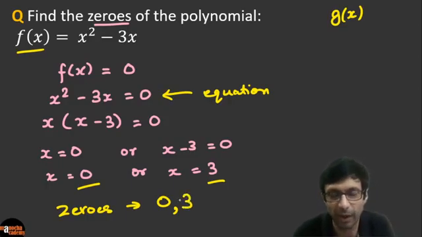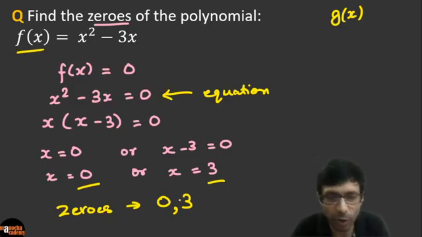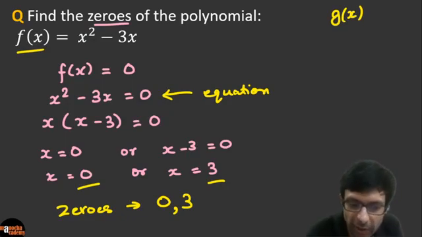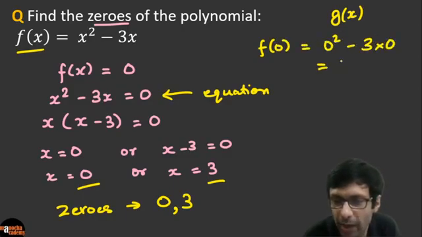Clear? Okay. And you can go and double check it also, right? If you want to check your answer, what do you need to do? A very simple way to check the answer: you take f(0). So let's find f(0). That's going to be 0 squared minus 3 times 0. See, we are getting 0.